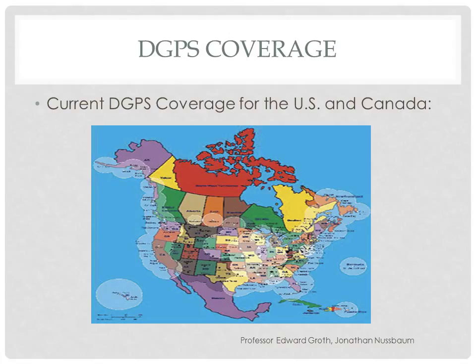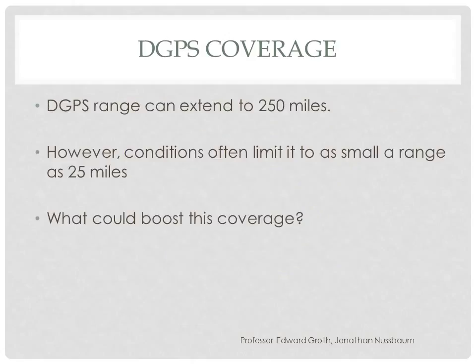This map shows the current differential GPS coverage for the United States and Canada. It's highly dependent upon the location of cell phone towers, as we'll see in just a moment. Differential GPS range can extend to 250 miles, but local conditions often limit it to as small a range as 25 miles. The coverage depends in part on the physical landscape, so large obstructions, mountain ranges, and so on can get in the way of differential GPS data availability. Coverage may be boosted through increasing the number of towers that can deliver differential GPS signals, or through local techniques such as setting up a ground station to boost coverage for a particular project.